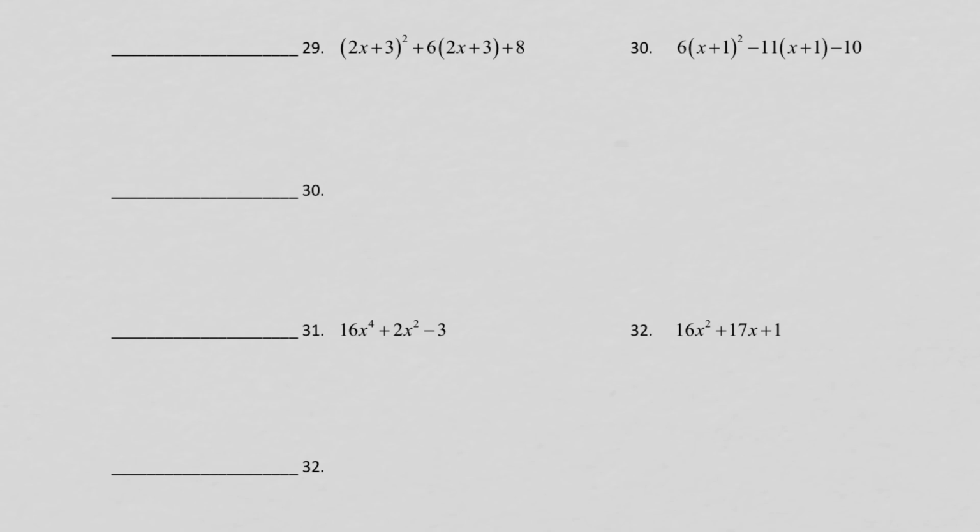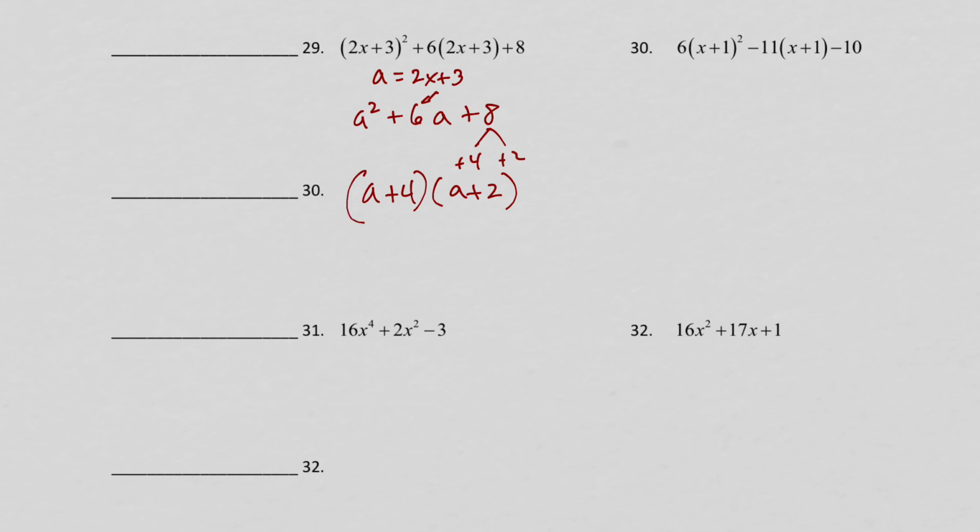Okay, this problem looks like a mess, but notice that this is recurring. So I can simplify that by saying something like a equals 2x plus 3. And now what I have is a squared plus 6a plus 8. And this is an easy problem to factor because I don't have a leading coefficient here, so I'm just looking for factors of 8 that add up to 6. So positive 4 and positive 2. So this is a plus 4 times a plus 2.